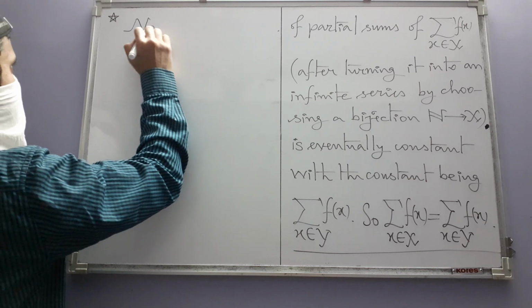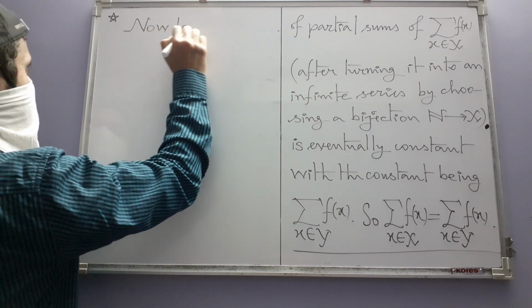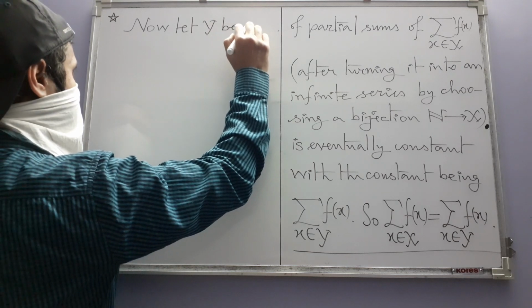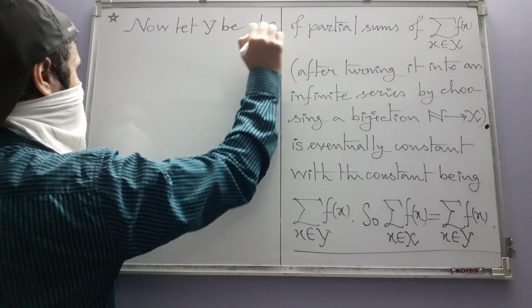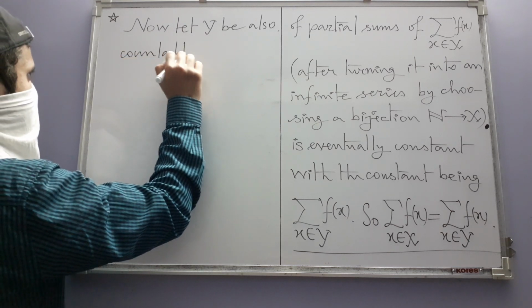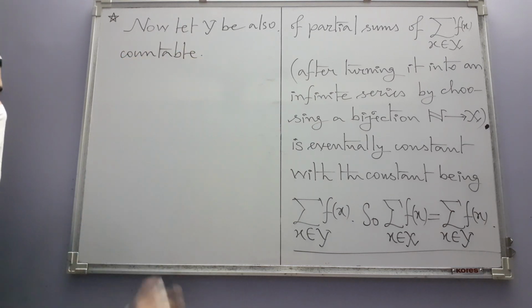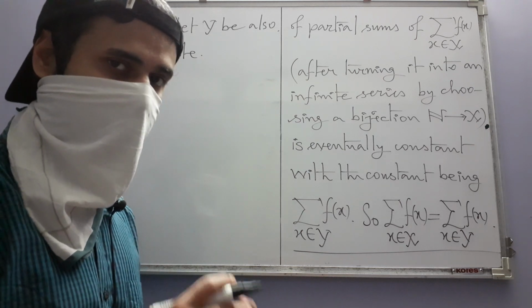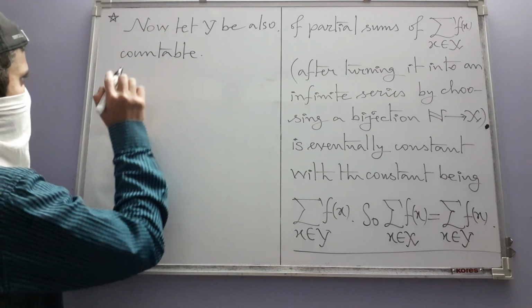Now let y be also countable, that is, besides x, y is also countable. Now what is the meaning of our sums? Let's see that.